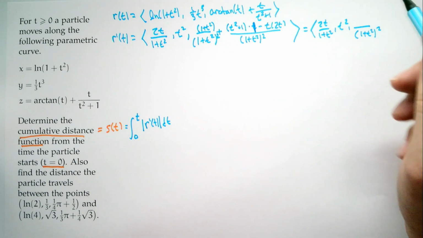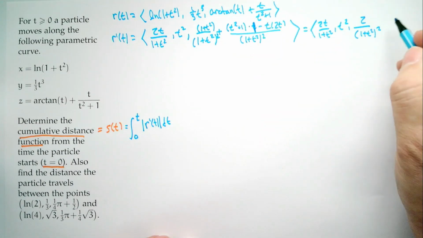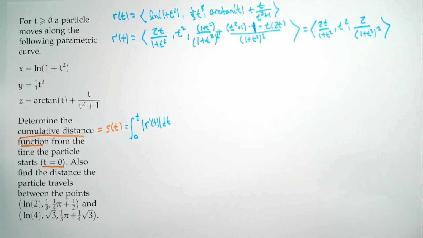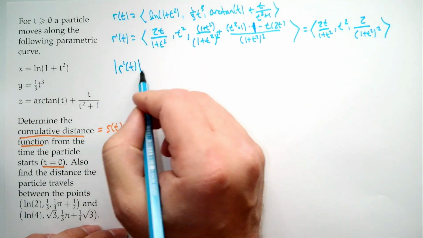That's right. The t squareds all cancel out because you get a t squared and a t squared and a minus 2 is t squared. Okay, good. At least our derivatives turned out to be not too bad. All right, that's a promising start. So, next up, the magnitude of r prime of t.